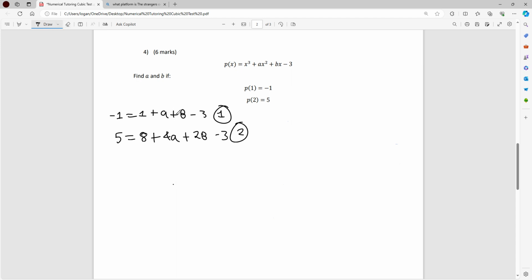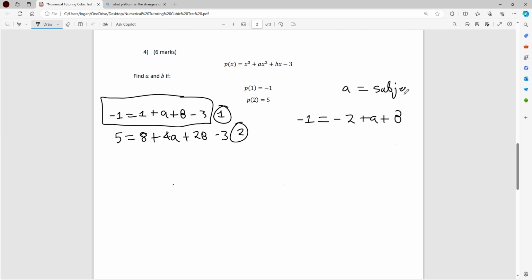Now the easiest thing to do is probably substitution, because in equation 1 we can make a or b the subject quite easily. So what we're going to do is just clean up this side. So we'll have negative 1 equals, and 1 plus minus 3 is minus 2, so negative 2 plus a plus b. And I'm going to make a the subject, okay? So I'm going to move the 2 across, so I'll have negative 1 plus 2, and move the b across, so I'll have minus b equals a, okay? And this is still equation 1.